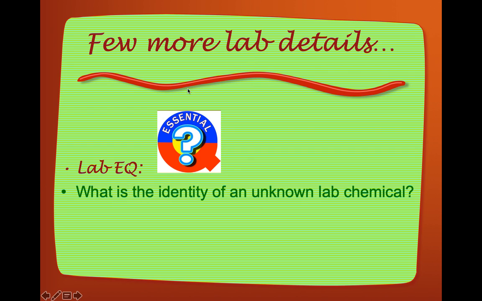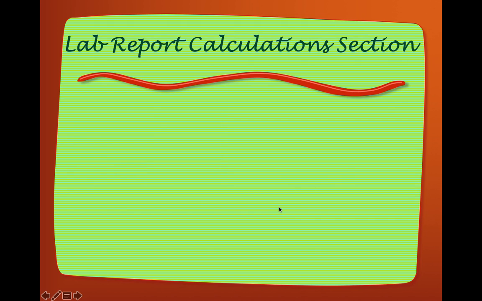So the lab essential question is, what is the identity of that unknown lab chemical that spilled? And remember, the idea is that we're going to test a bunch of known chemicals, and then we'll test the unknown, and we'll match the results to make our prediction of the unknown lab chemical.